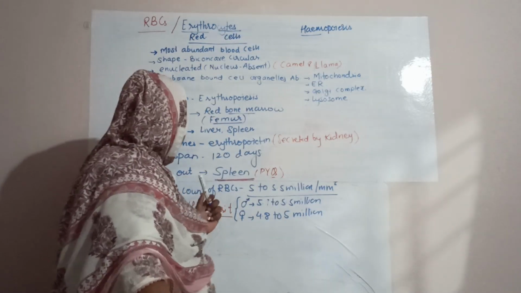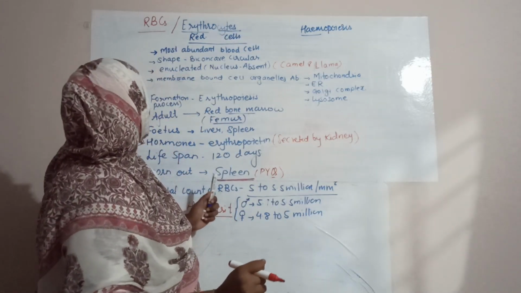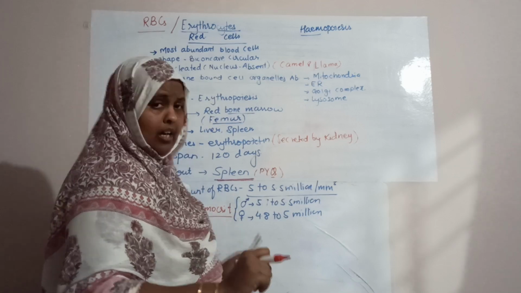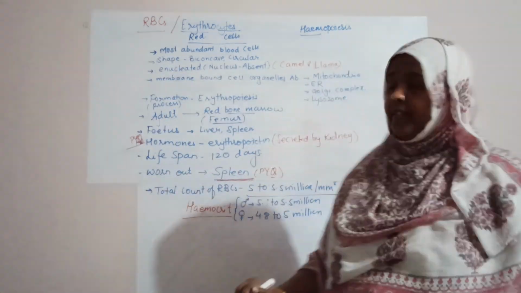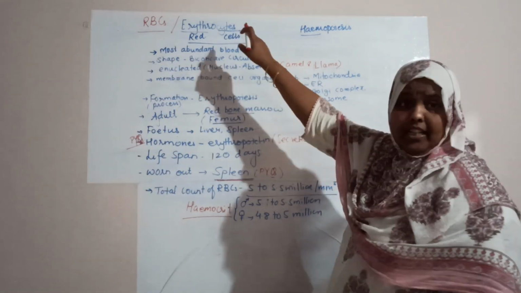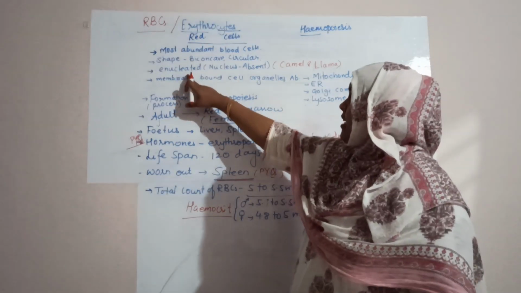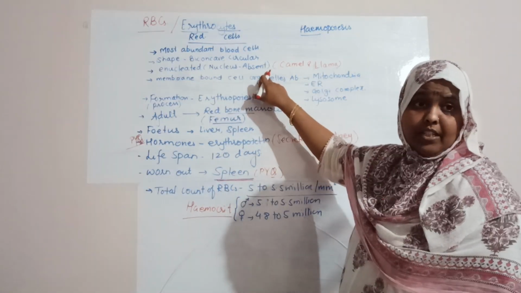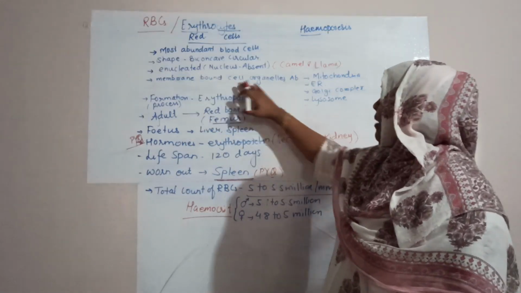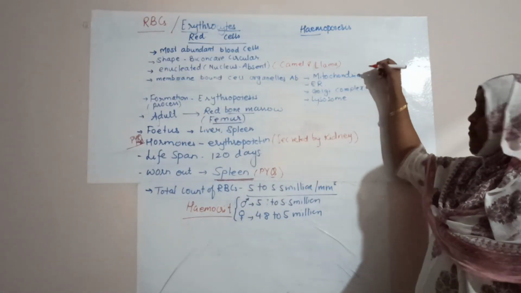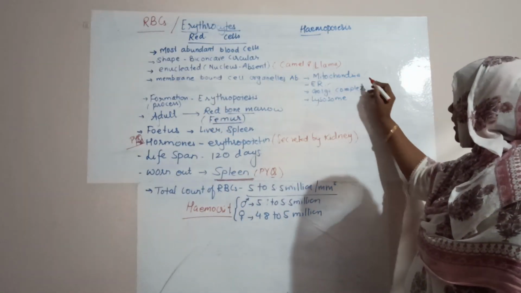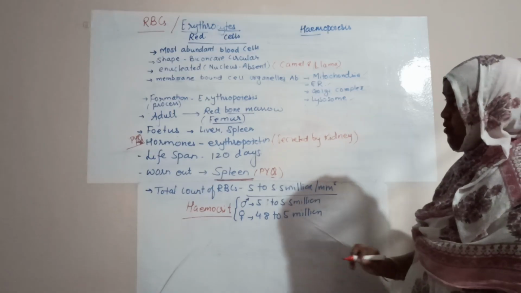Then next, we study what happens after the 120 days. Up to here, do you understand or not? The most abundant blood cell is the RBC, with a biconcave and circular shape. RBC is enucleated, which means the nucleus is absent. Membrane-bound cell organelles are absent in RBC: mitochondria, ER, Golgi complex and lysosome.